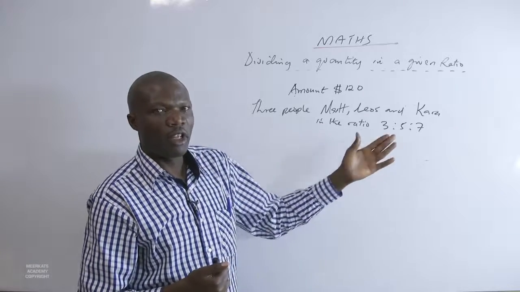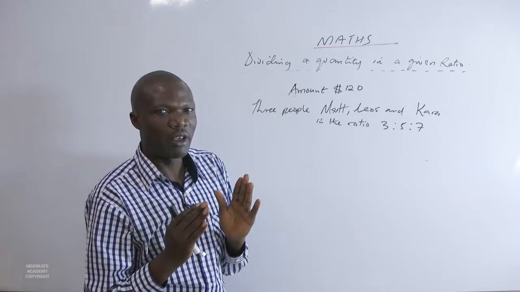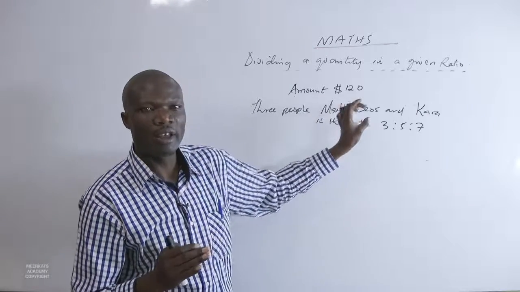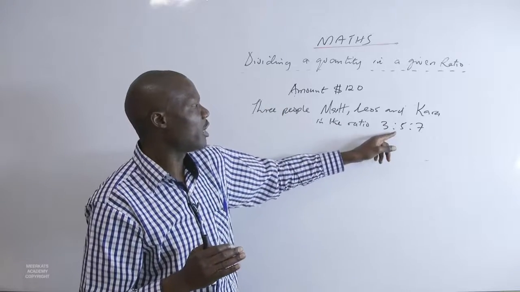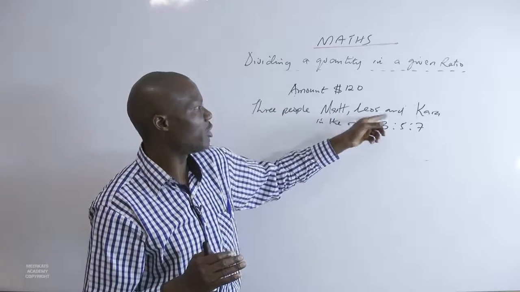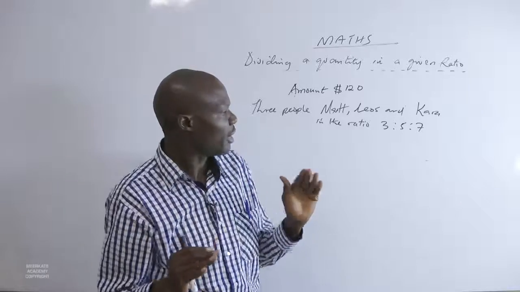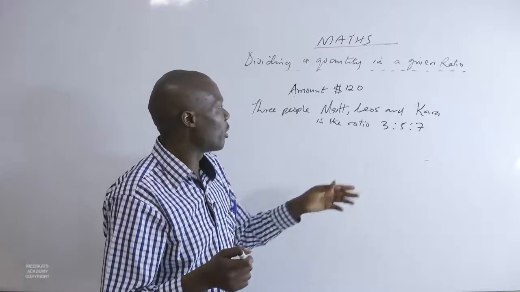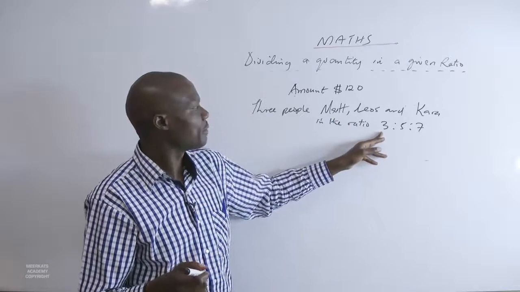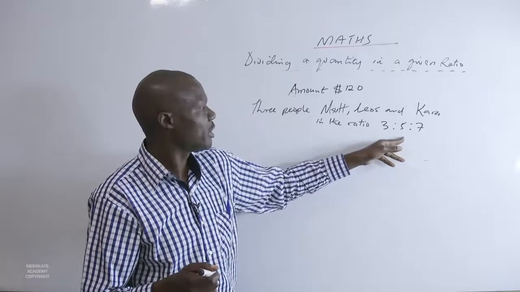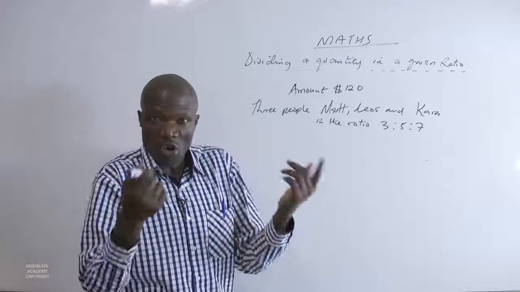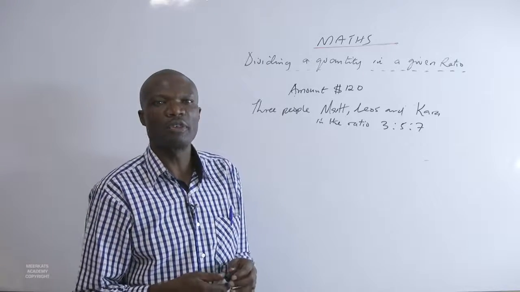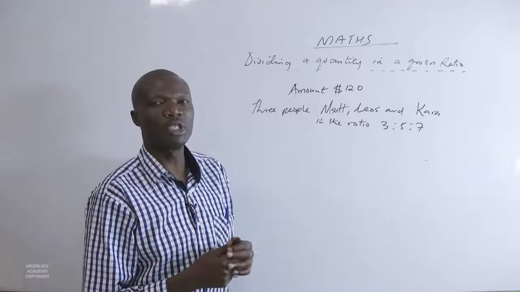The order of the ratio will be proportional to the flow of names. That is 3 to 5 to 7 and Matt to Leos to Kara. They should be representing each other. So in this case here, we know that Matt takes 3 parts, Leos takes 5 parts, and Kara takes 7 parts of the total parts. And the total parts is what? 3 plus 5 plus 7, which is 15.